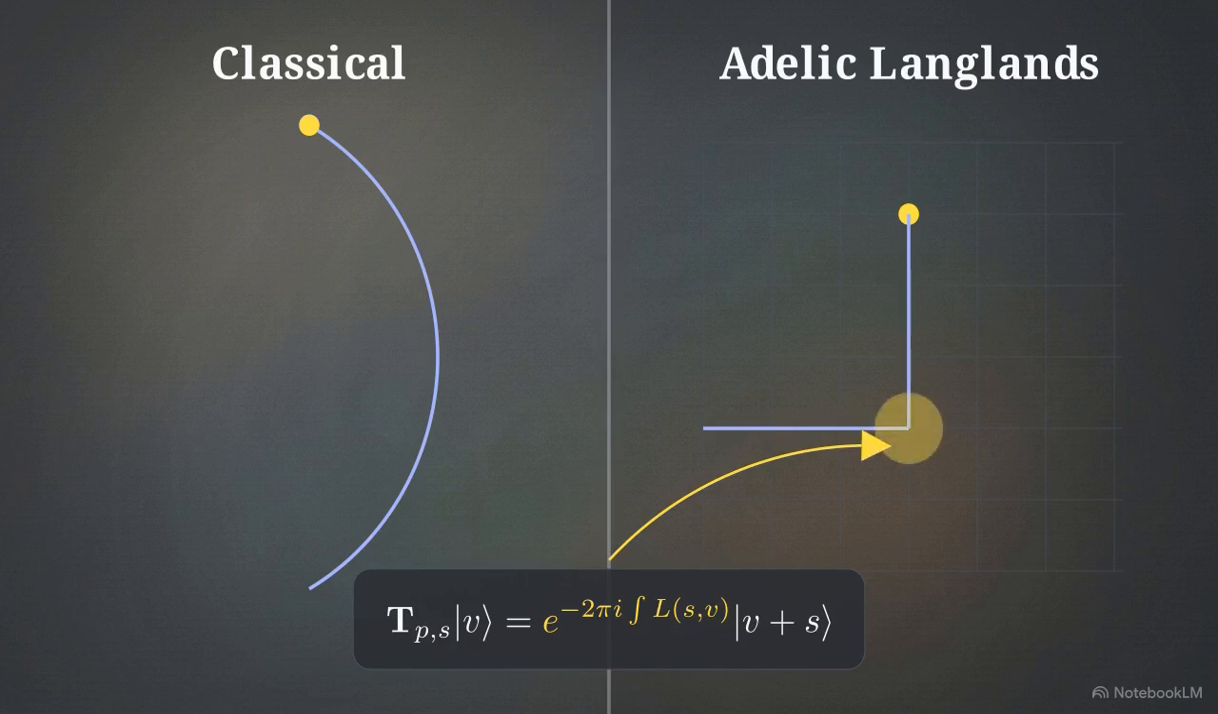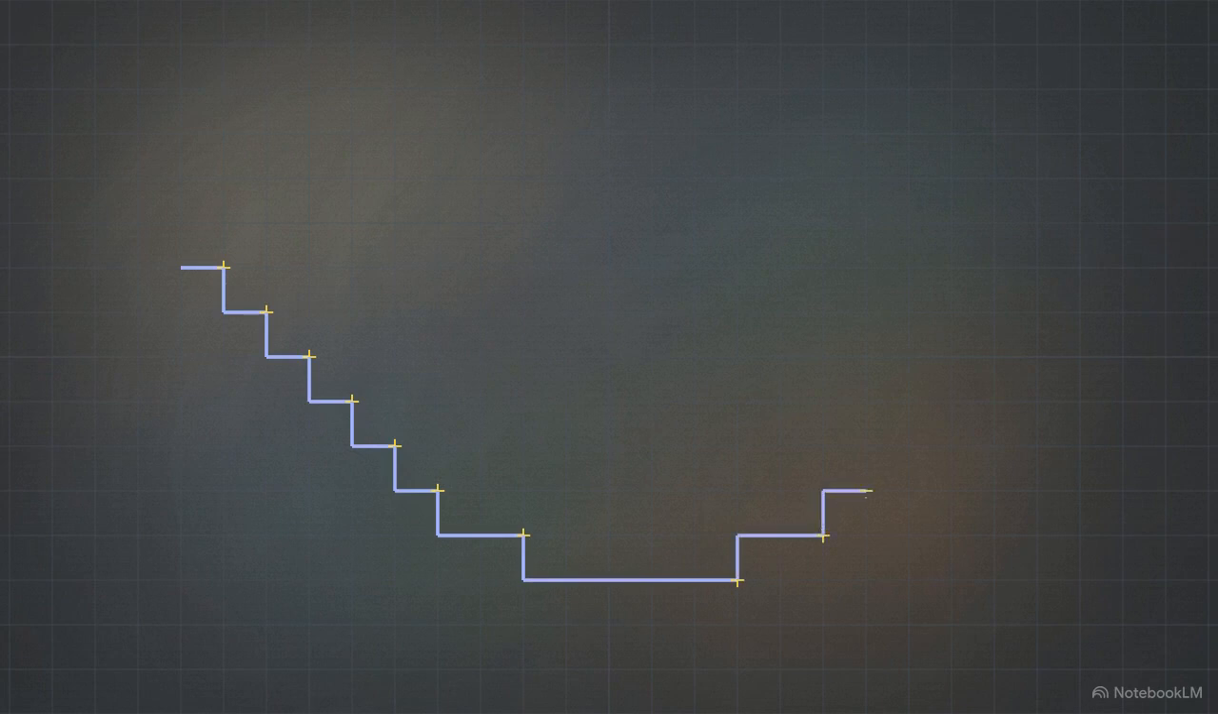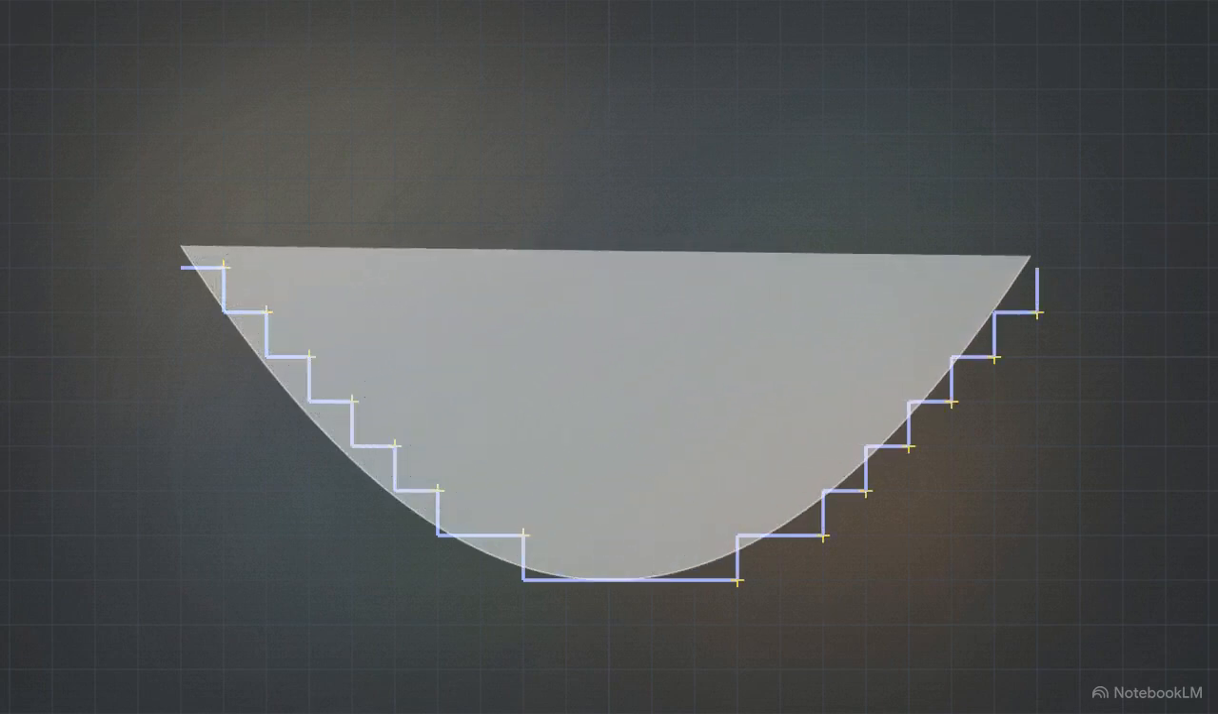The math driving this sharp turn is the Hecke hopping operator. Look at the phase element on the right side of the equation. The integral L of s, v acts as a direct topological correction to the metric, forcing the trajectory to absorb a non-commutative phase shift. Abstract arithmetic anomalies actively hijack continuous space. The mathematical correction physically converts a smooth curve into a sequence of sharp, rigid angles.